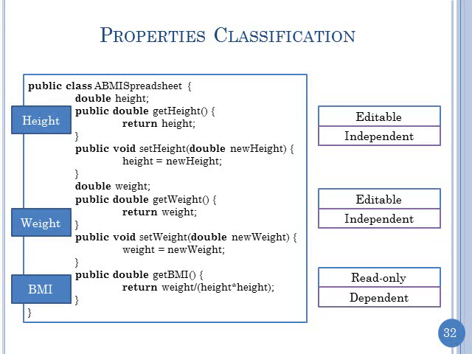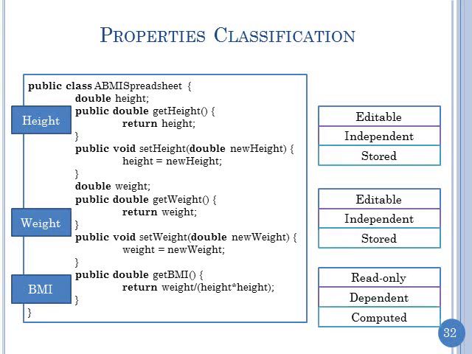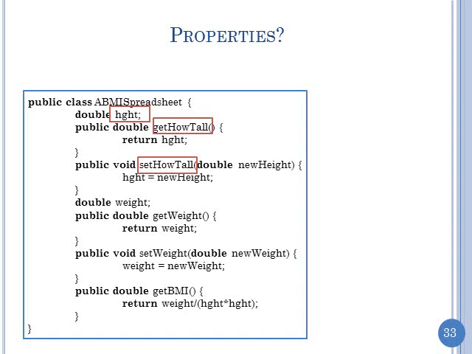the height and weight are independent properties. The BMI is dependent. That's why we call this a spreadsheet. We see this concept in spreadsheets. Okay, this is just a custom spreadsheet we built. And the other two properties are stored, and in this case, this property is computed. Okay?